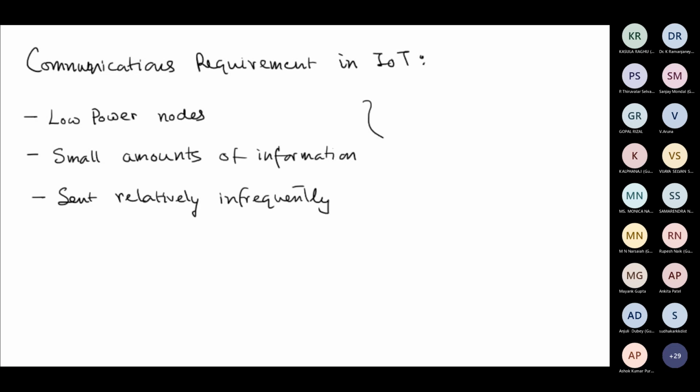So these are the typical requirements of most IoT applications. We have a bunch of low power sensor nodes sensing physical parameters, which results in small amounts of information, typically a few bytes at a time. And this information is also transmitted relatively infrequently, maybe every few seconds or every few minutes up to every few hours. So what are the challenges in such communications?